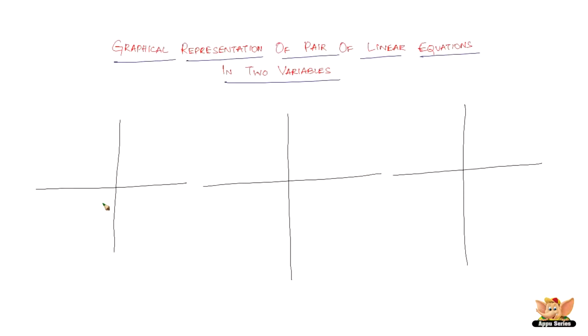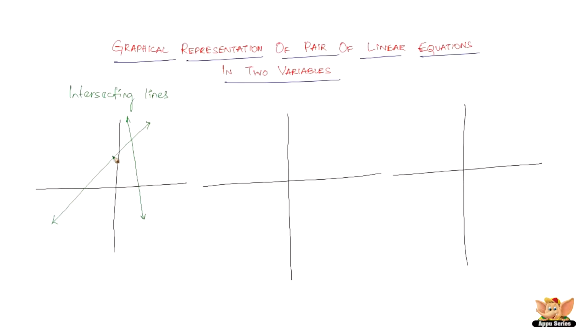Let me show you what happens. The first case is called intersecting lines. Say, for example, you have plotted a linear equation like this. In intersecting lines, when you plot another linear equation, it intersects with this already plotted line. So this kind of graphical representation is called intersecting lines.